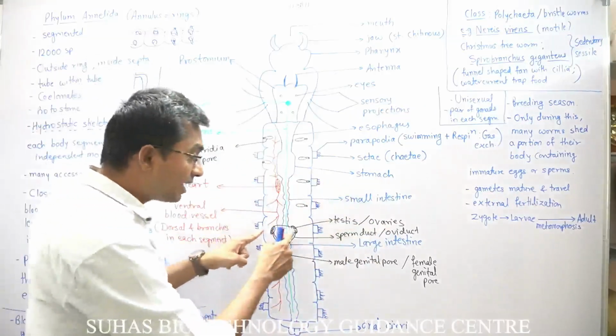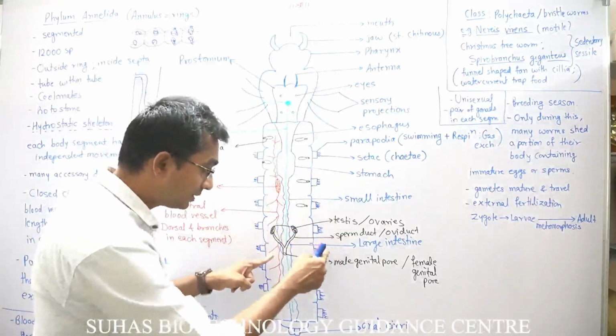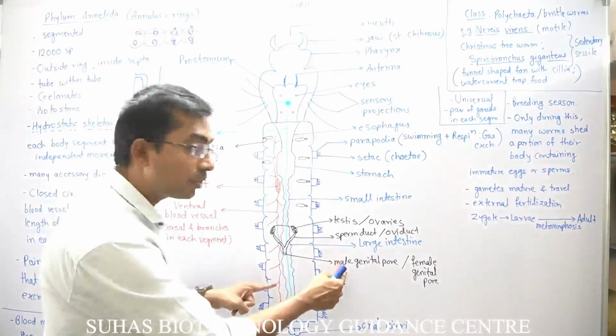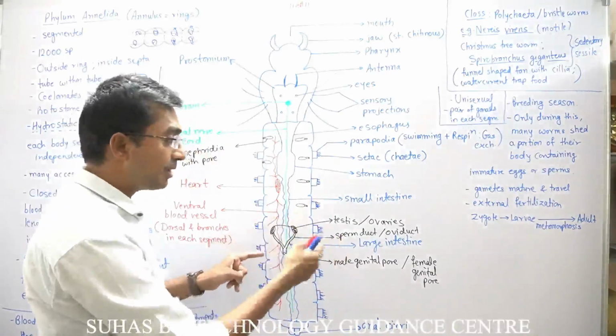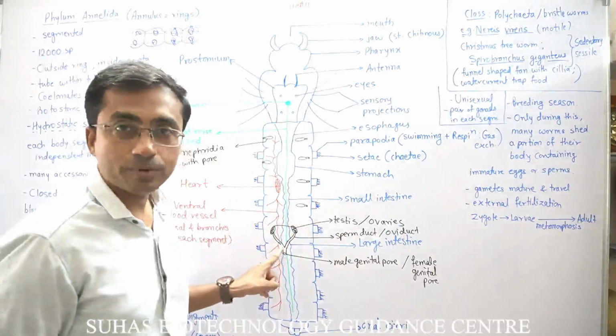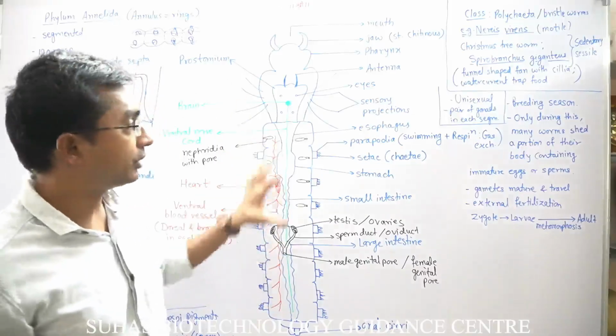Then they will produce sperms, and through the sperm duct, here there is either a male genital pore, or in case of female, here there will be an oviduct and they will have a female genital pore. Now this is the reproductive part of their body.